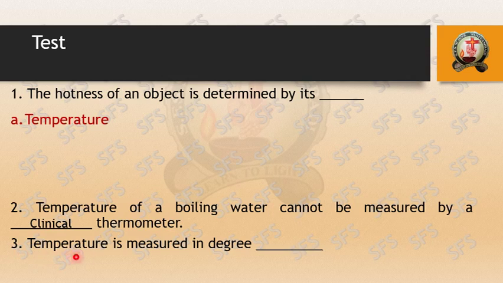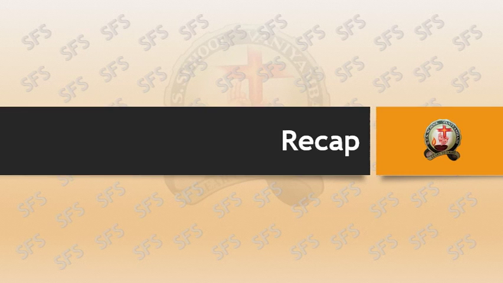And the third question is: temperature is measured in degree dash. So what is the unit we use to measure the temperature? We usually use which unit? Celsius, right? Any temperature, by default, we measure using degree Celsius. Okay, fantastic. So a quick recap of what we have discussed in our previous class.